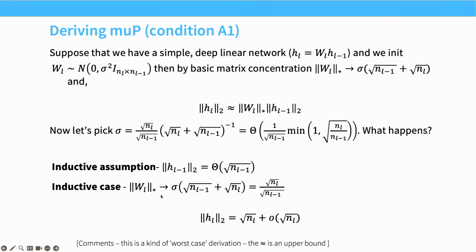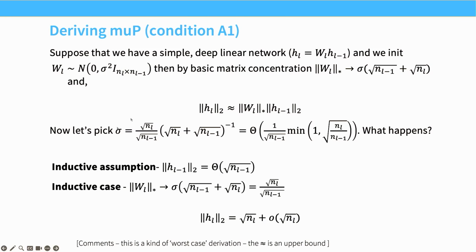And then our inductive case says, remember that I have this operator norm at layer L, which is a function of the fan in and the fan out. This is going to be equal to this if I pick a particular sigma. Let's say this is the ansatz: I'm going to assume that this is the answer, and then we'll see what happens to the induction. If I pick this as a hypothesis and plug it into the sigma, notice that the ratio of the operator norms is the square root of the fan out over the square root of the fan in. Then I plug this back in here, and I get that the norm of the output is equal to the square root of the number of units in my layer, plus some lower order terms that I'm not going to bother to keep track of.